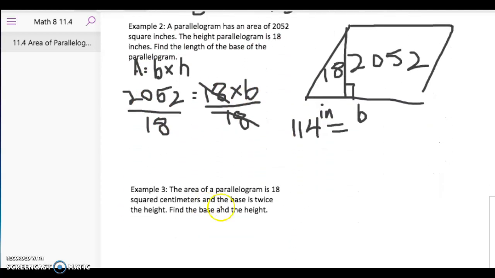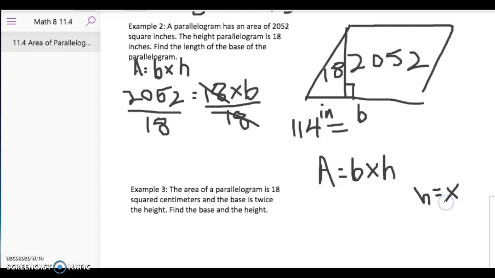Finally, you have example 3. So what example 3 says is the area of a parallelogram is 18 square centimeters, and the base is twice the height. So find the base and the height. So you know, again, A equals base times height. Okay, and then it says that the base is twice the height. So let's just assume or set h equals x.